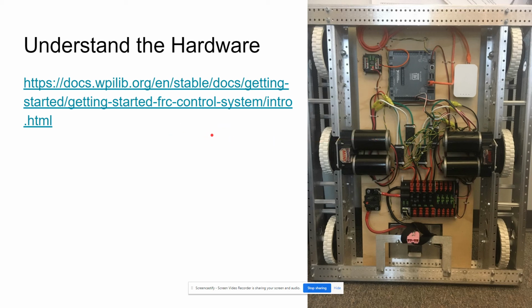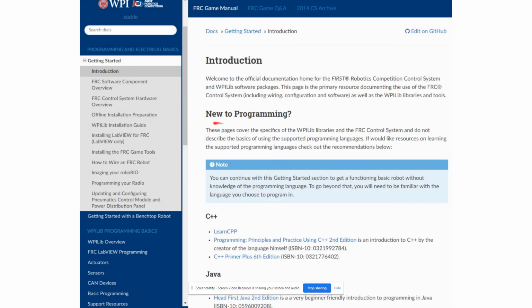So take some time to read through that. This is just an example of the page, and you can see they've got all kinds of information about programming. They have information about all the different software, the hardware, and this is really key, a guide on how to get everything installed and set up. Installing LabVIEW, that's another programming language that some teams use. The different game tools, how to wire a robot, how to image your RoboRio.